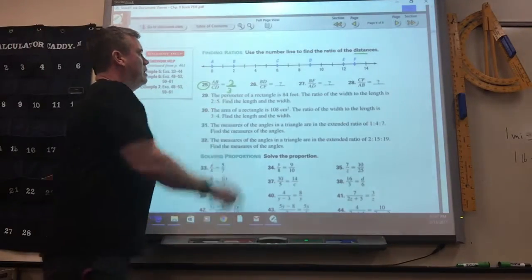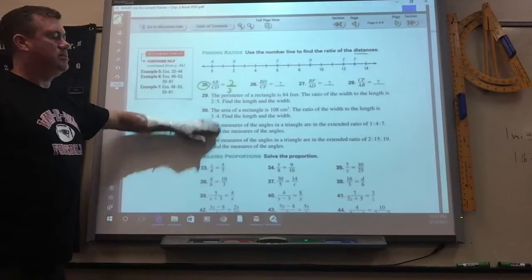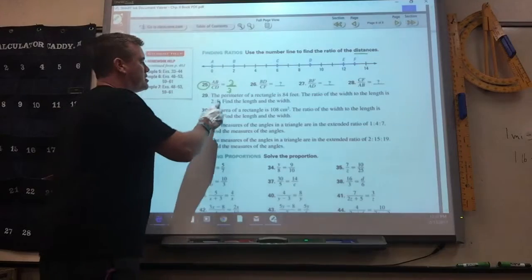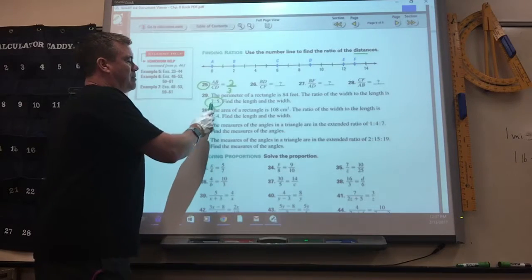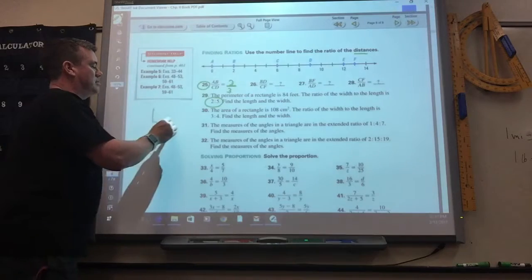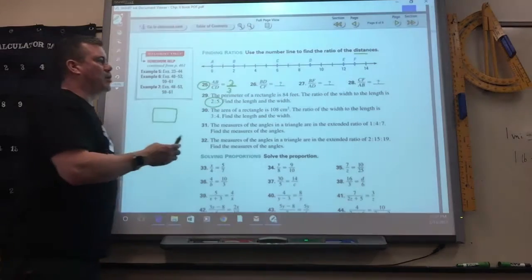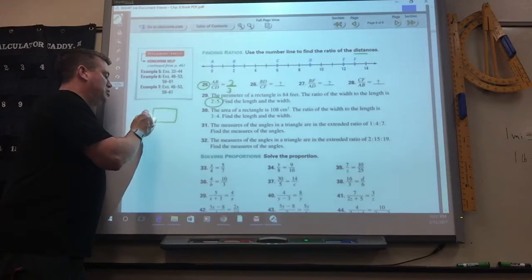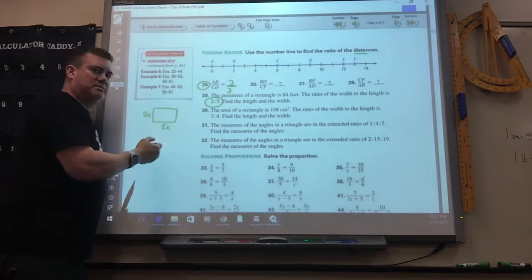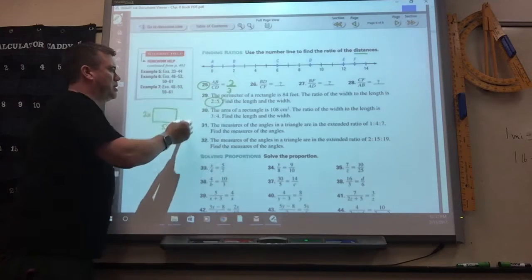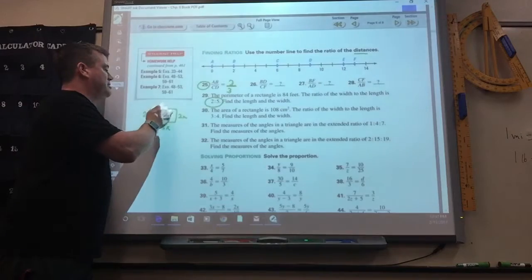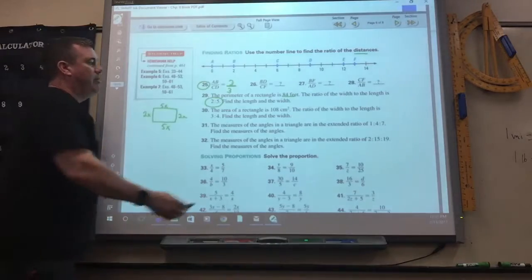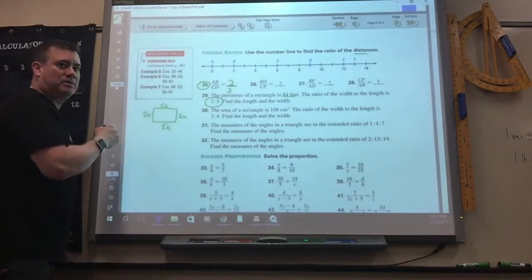Okay? Now, these problems, when they give you a ratio, that means if you had a rectangle and the ratio of the width to length is 2 to 5, you make one side 2x and the other one 5x. Since it's perimeter, this is 2x and this is 5x. You'd add all those up, set them equal to 84, and then solve for x. Then you just plug it back in to figure out the length and width.